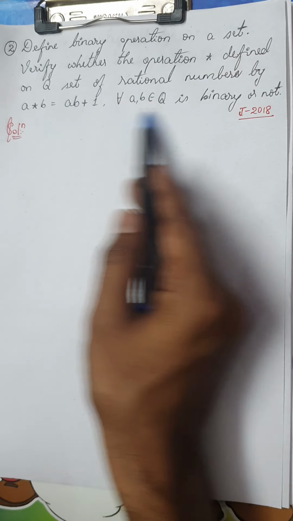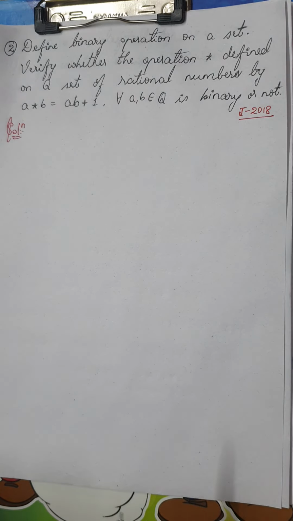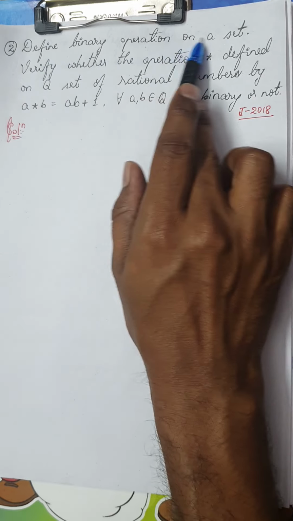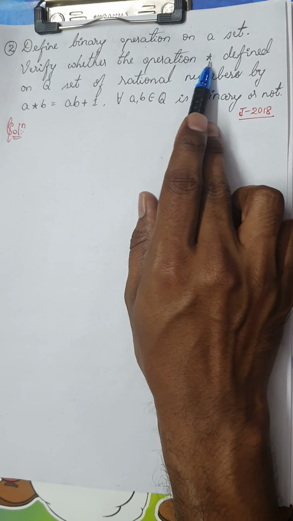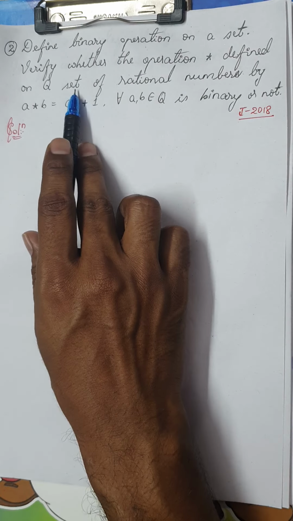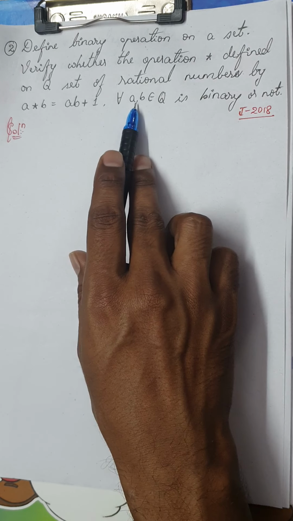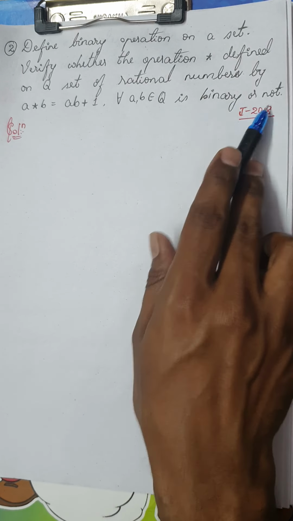Okay, you just write the operation and lose 1 mark. This is just to confuse those who want to get 100. Okay, so he is asking you the definition also. Define binary operation on a set. Verify whether the operation star defined on Q, set of rational numbers by A star B is equal to AB plus 1 for all A, B belongs to Q is binary or not.